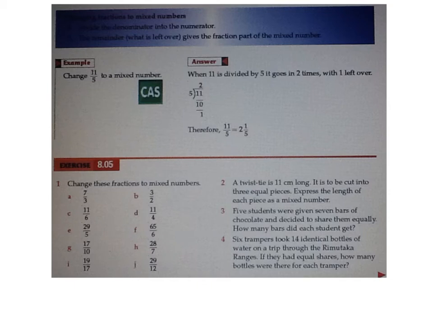Change 11 over 5 to a mixed number, and the answer, when 11 is divided by 5, it goes in 2 times with 1 left over. So the fraction is 2 1/5. 11 over 5 is equal to 2 1/5. That is really just simplifying the fraction. That's what's going on there.